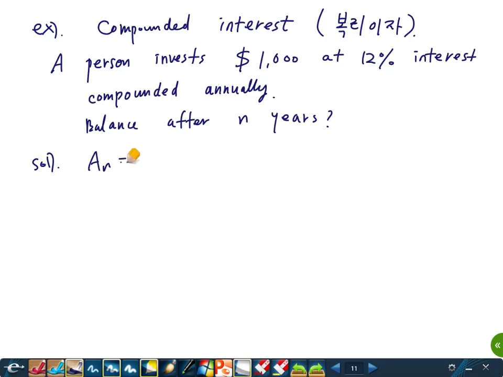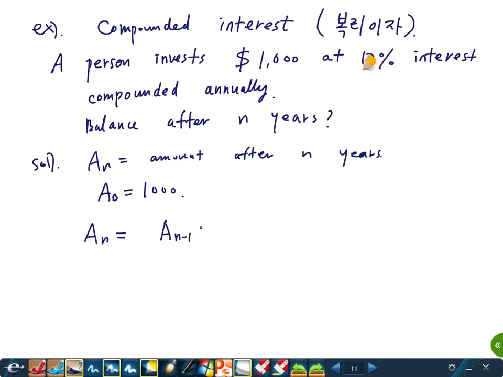So again, we say An is the amount after n years. Of course, A0 is the initial investment. What is An? Each year we have this 12% interest. So in the previous year we have this amount of money, and then we will get this interest. So it's 1 times 1 plus 0.12, 12%. And this is basically it. This is the recurrence relation.